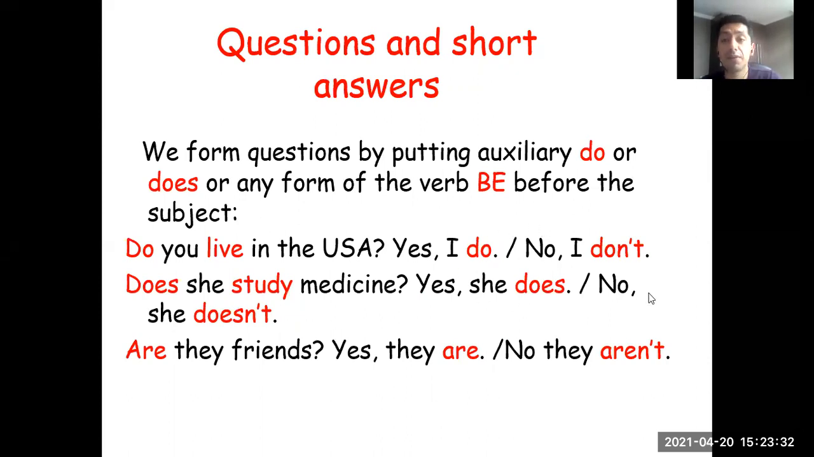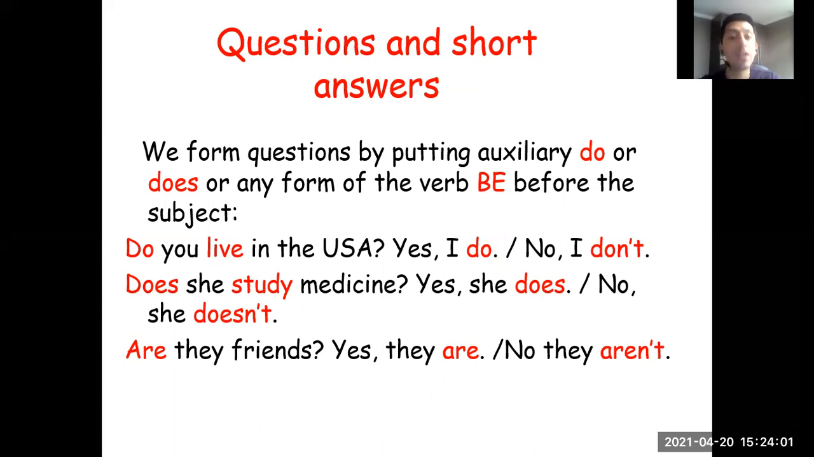In the case of the verb be, it's simple because you just have to use the verb be in the question. You don't have to use auxiliaries. The only thing that you have to do is change the position of the verb be in the question. So, are they friends? With the verb be, in this case, are they friends? And you have to answer with the same verb in the answer. So yes, they are, or no, they aren't if it is negative.